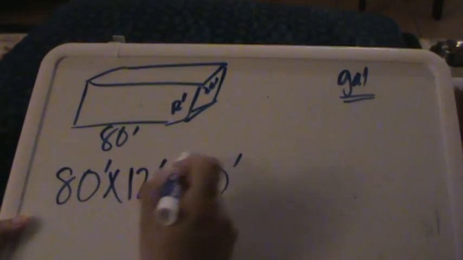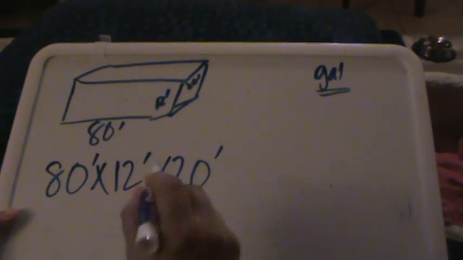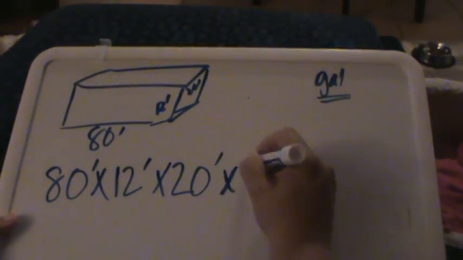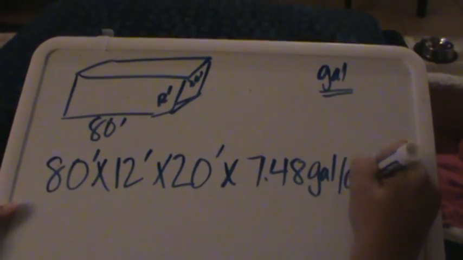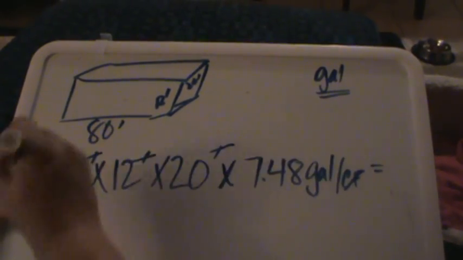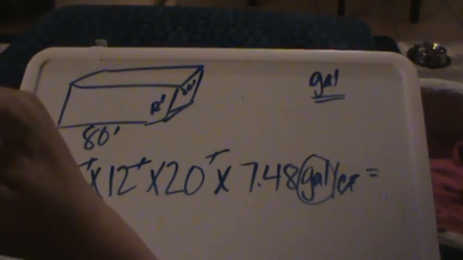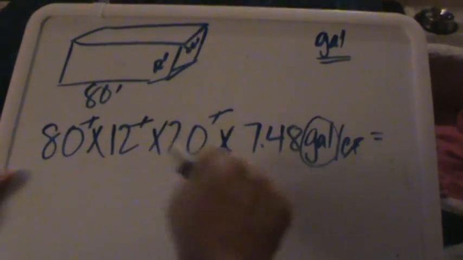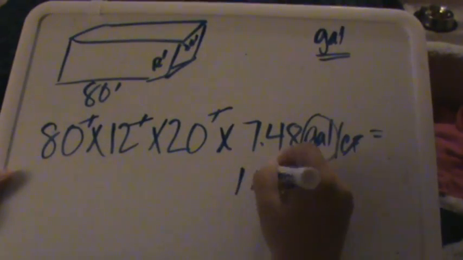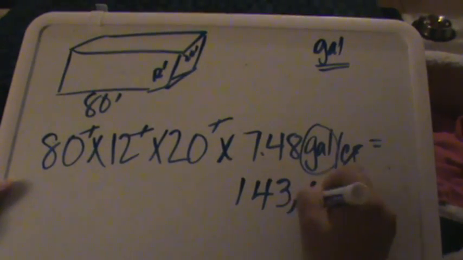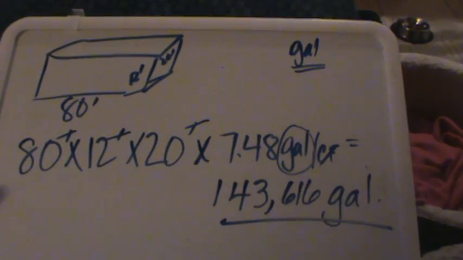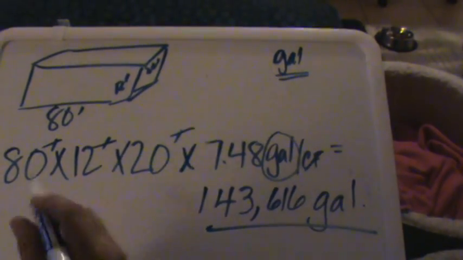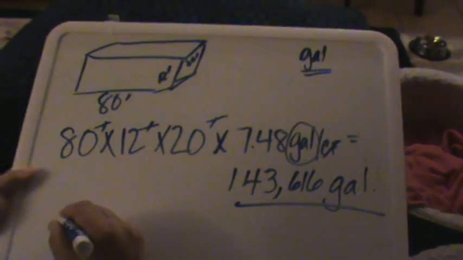But we need to have gallons, and if we multiply this out, we're going to get foot times foot times foot. We're going to get cubic feet. So we have to convert it to gallons, which means we're going to multiply this by 7.48 gallons per cubic foot. So cubic feet cancel, leaving us with gallons. If we do the math, 80 times 12 times 20 times 7.48, that leaves us with 143,616 gallons. That's the final answer.